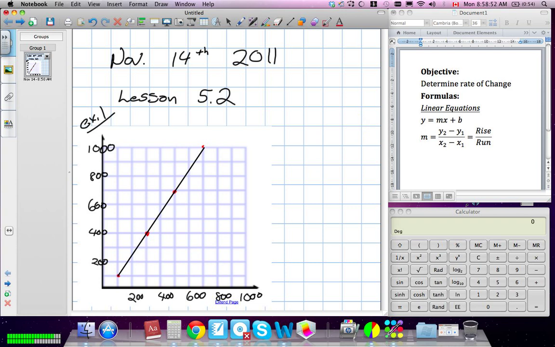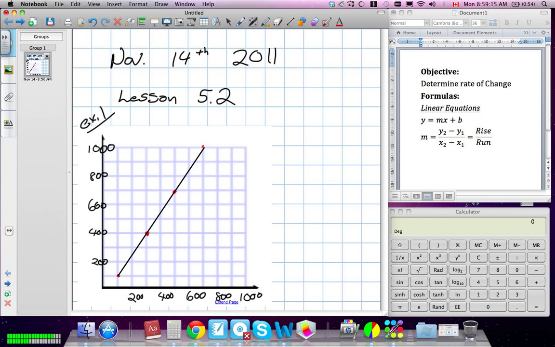So our first equation we have, y equals mx plus b. That's the slope y-intercept form of a linear equation. So remember, m is our slope and b is our y-intercept. And the equation underneath is how to find slope. We have m is equal to y2 minus y1 divided by x2 minus x1, which is also equal to the rise over the run of an equation.